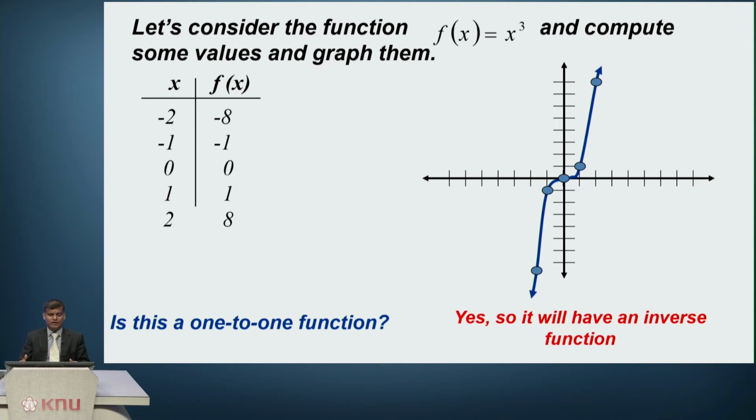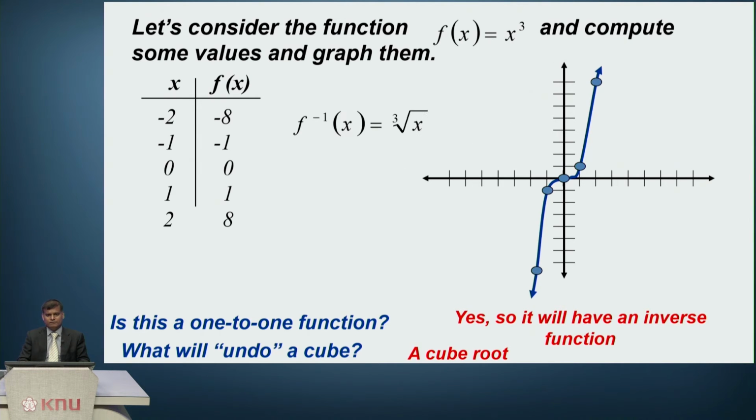Yes, so it will have an inverse function, because if it's a bijection, it should be a one-to-one correspondence. If it has a one-to-one correspondence, then it will have an inverse function as well. Do you want to find what its inverse function is? You have to undo the cube, because f(x) is x cubed, and if you want to find the inverse, you have to undo the cube part. In other words, you have to take the cube root, right? Yes, cube root, that's right. Let's do it. f inverse of x equals cube root of x.